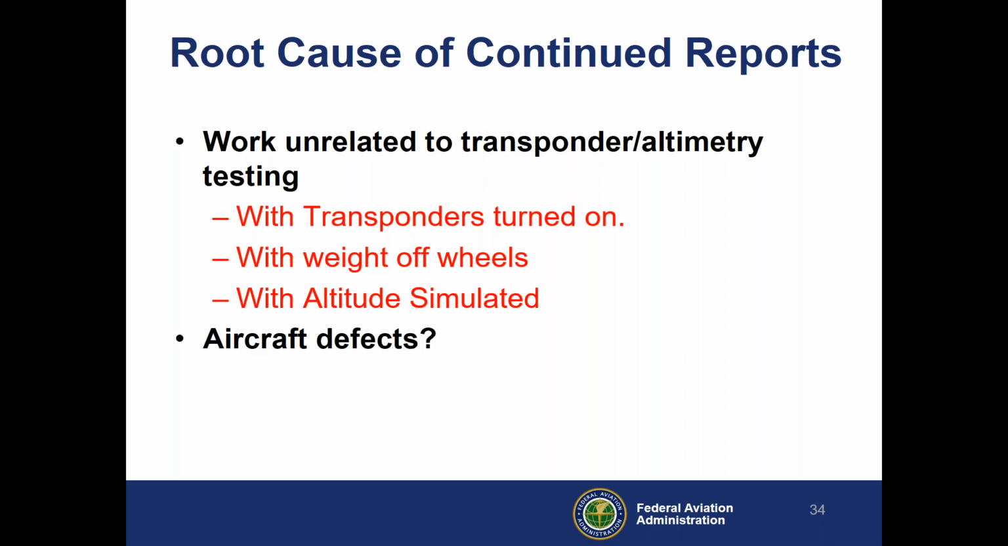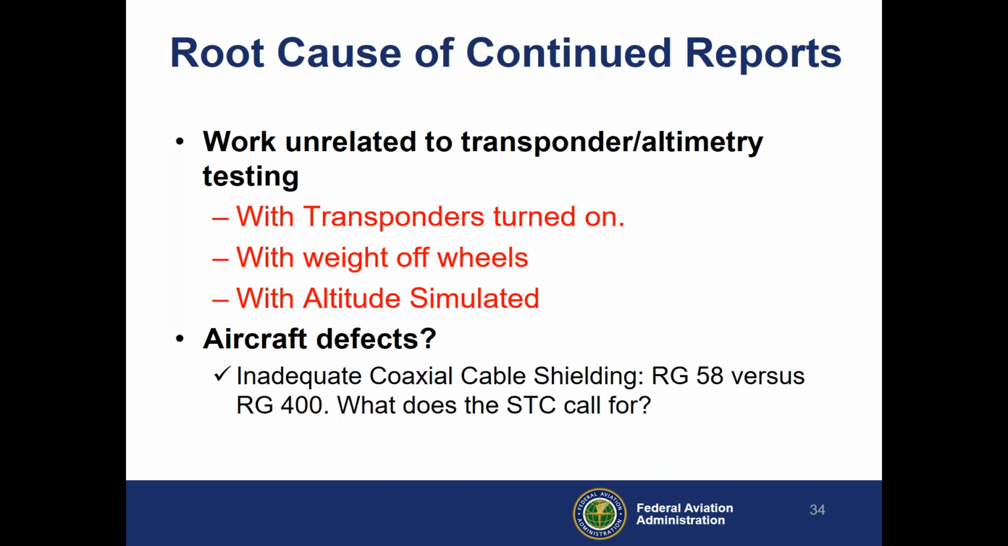Could also be aircraft defects, maybe inadequate coaxial cable shielding. If a piece of equipment was installed by an STC and the STC calls for the double shielded RG400 coaxial cable, and the installer just left the old RG58 in there that was running the old transponder, this could create a problem. So this is one of the things that should be investigated. Make sure that correct coax cable is installed.